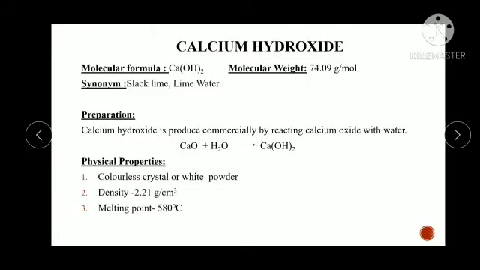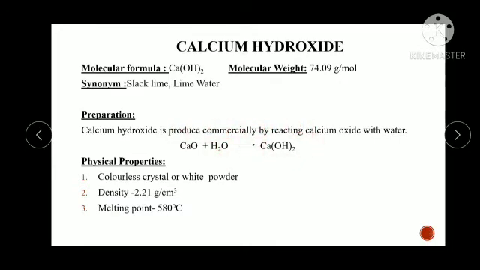The next monograph is calcium hydroxide. The molecular formula for calcium hydroxide is Ca(OH)2. Then the molecular weight is 74.09 gram per mole. Synonyms are slaked lime and lime water. Next is the preparation. Calcium oxide reacts with water. It forms calcium hydroxide.